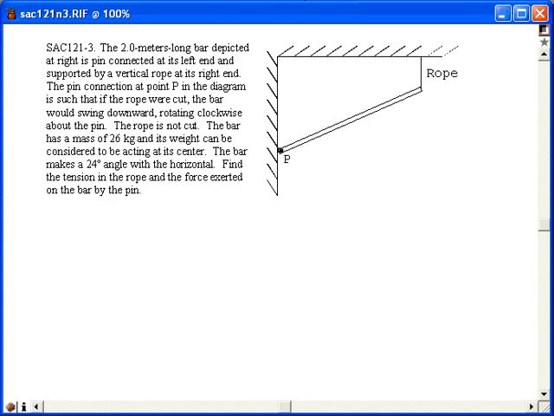SAC121 number 3 is a statics problem. We'll get started on that by drawing a free body diagram of the object under consideration, namely this bar. So get the bar in there, and then start indicating the forces acting on it.